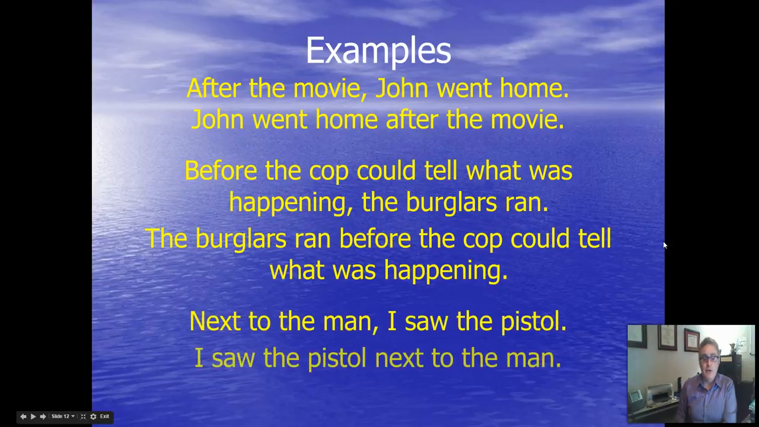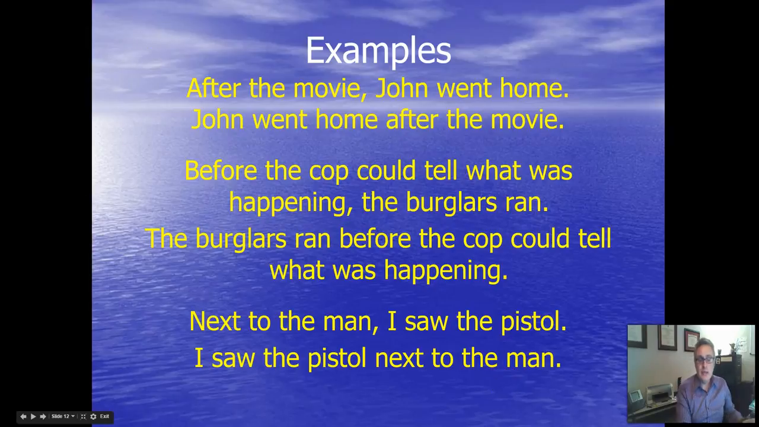Next to the man, I saw the pistol. I saw the pistol next to the man. Same situation. Even though I can move I saw the pistol around, next to the man does not make sense by itself. I cannot get rid of this. So in this case, this is absolutely required for the sentence, and therefore this is not an introductory phrase. This is the main part of the sentence. So whenever you start with an introductory phrase, you need the comma. Whenever you end with it, you do not need that information, especially with a prepositional phrase.